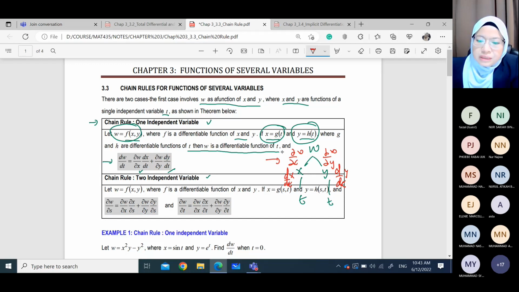Okay, so based on this tree diagram, we formulate it, then we have this one: dw dt, or the derivative with respect to T of W, is equivalent to the partial derivative with respect to X of W, multiplied by the derivative with respect to T of X, plus for the Y side, the partial derivative with respect to Y of W, multiplied by dy dt. So this formula, we call it the chain rule. Okay, so this one is the chain rule formula. All right, so for this part, any question?